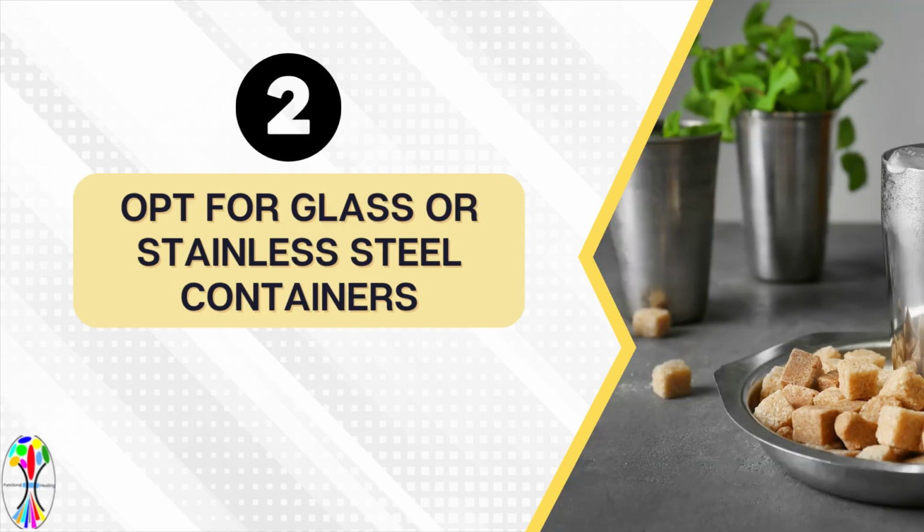The second thing is to opt for glass or stainless steel containers because they are non-reactive materials. They don't leach chemicals into food or beverages. So it's important to not only not use plastics, but also to not use non-stick cookware, because even that can leach out chemicals into the food.